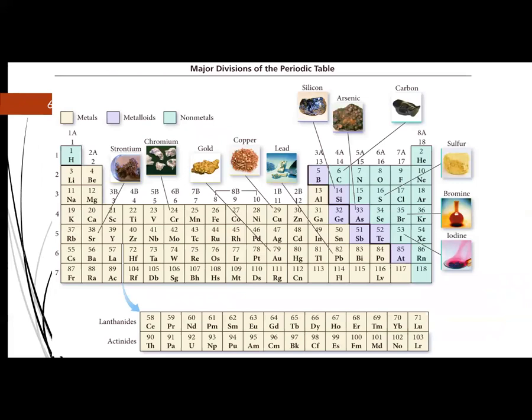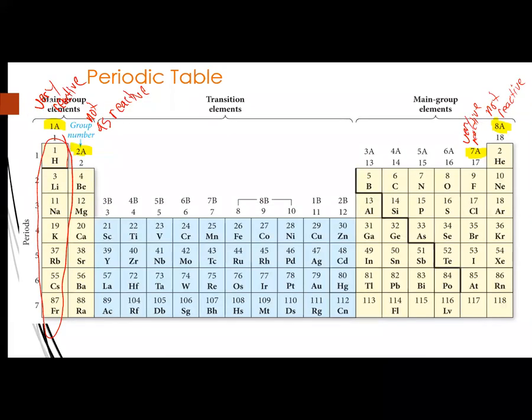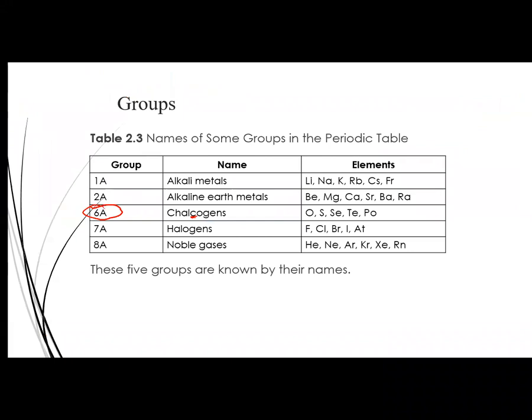So there we go. Group 6A, this one here, is going to be our chalcogens, and they're not as reactive. Still somewhat reactive, but not nearly as reactive as the halogens. And so those are our common groups.